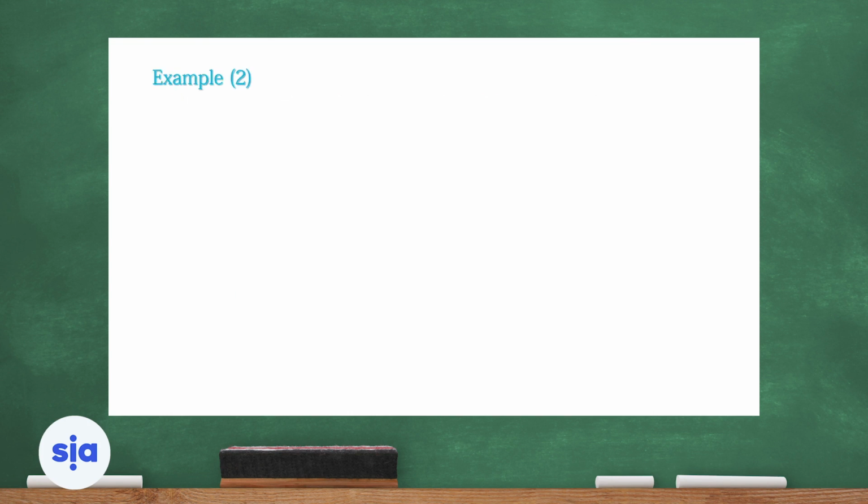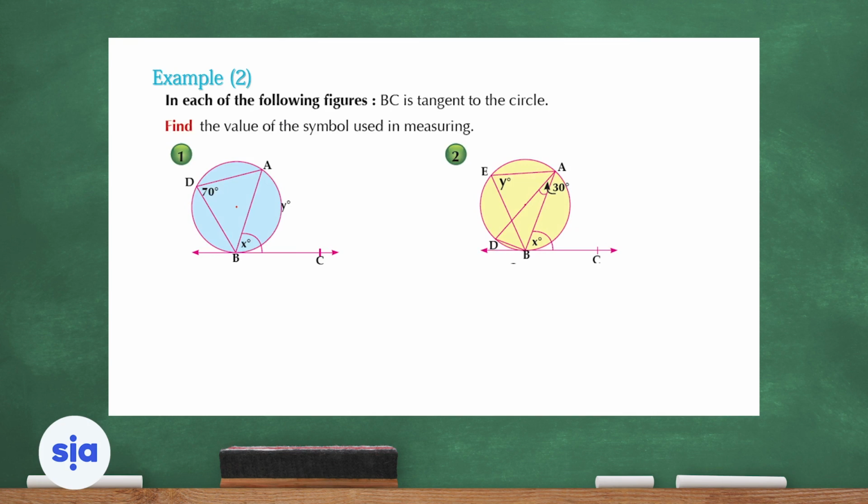Let's see example 2. In example 2, the question says, in each of the following figures, BC is a tangent to the circle. Find the value of the symbol used in measuring. The question is asking you to find the values of x and y. Let's go to question number 1.